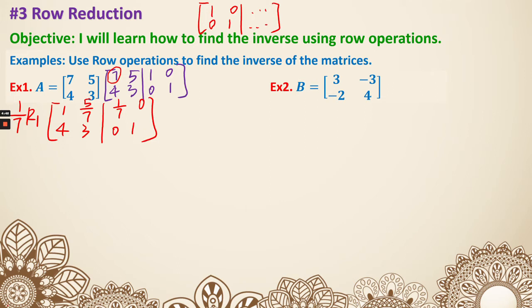Next, I already got my 1, so it's time to move on. I'm going to make that 4 into a 0. Recall, whenever we're trying to make a 0, we need times row add. We need to multiply the other row by something, then add on to this row so we can make a 0. In order to make a 0, the number is 4. In order to make a 0, we need a -4.